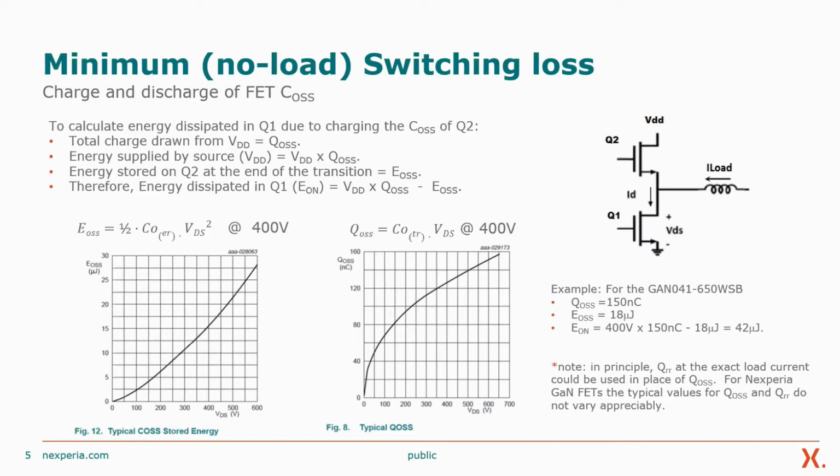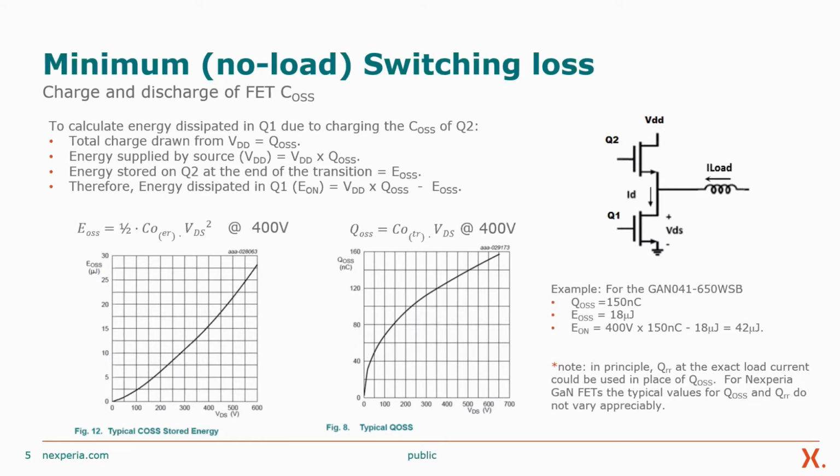So the energy drawn from VDD is VDD times QOSS. And that is all dissipated in Q1 with the exception of the energy stored on the output capacitance of Q2. That's going to be EOSS. So the total energy dissipated in Q1 during this turn-on transition is the energy drawn from the supply minus the energy stored on Q2. We can get EOSS from the data sheet.